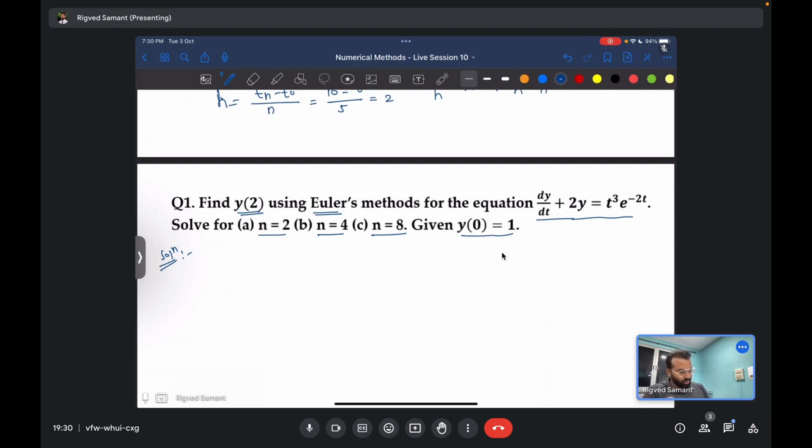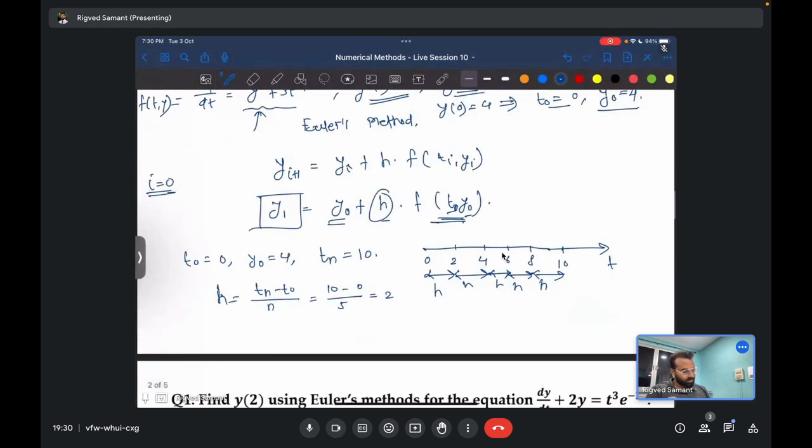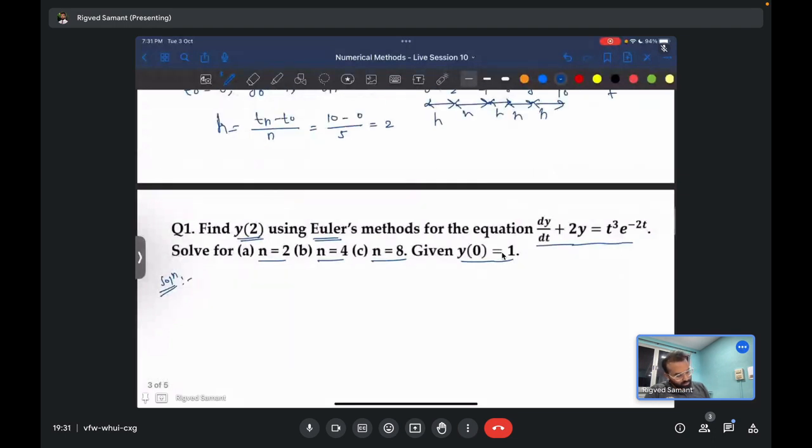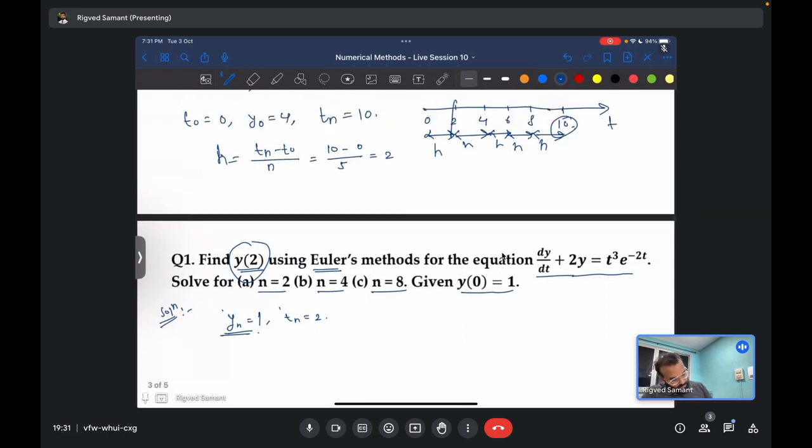So what is given to you? What are we trying to find out? We want to find y of 2, right? So tn is equal to 2. You want to find this value at the end. So here in this case n is 2 only. tn is equal to 2. And what you are given is t0 is equal to 0, y0 is equal to 1.